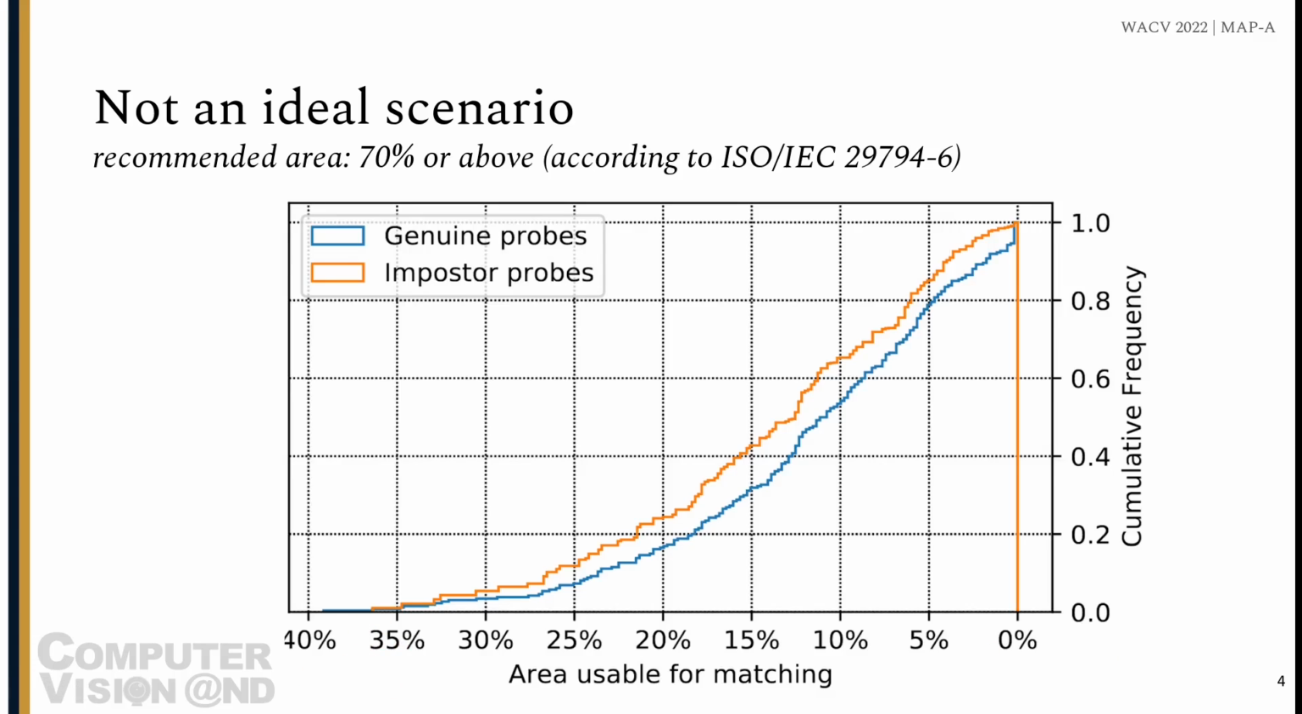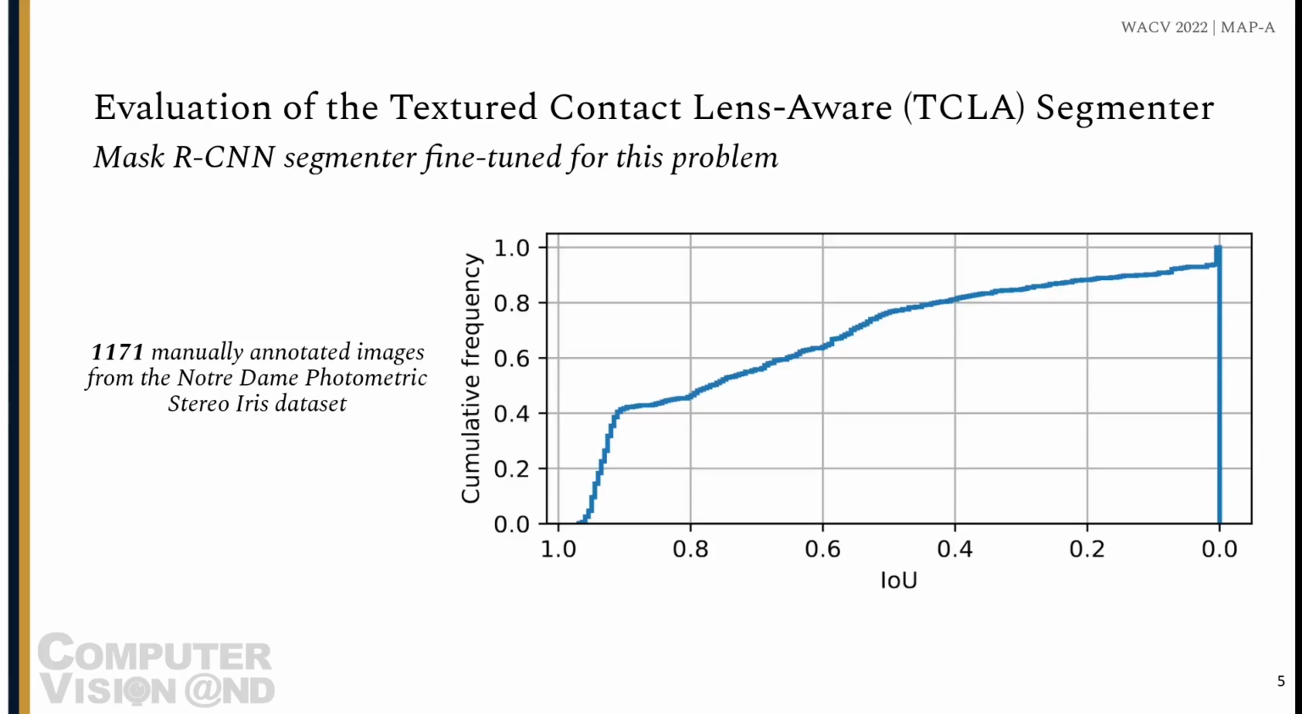Our solution for this recognition problem can be divided into two sub-problems, which are solved by distinct models, a segmenter and a matcher. First one is this textured contact lens aware segmenter, which is a deep learning model based on Mask R-CNN that is fine-tuned on human annotated data to segment the contact lens texture from the iris texture itself, just like that green area I showed you before.